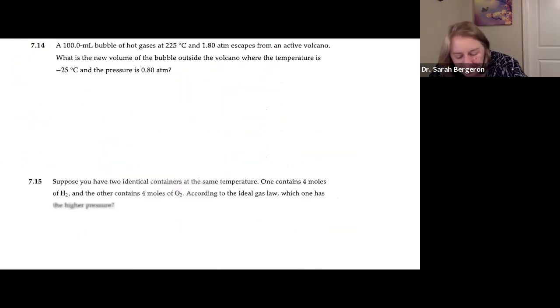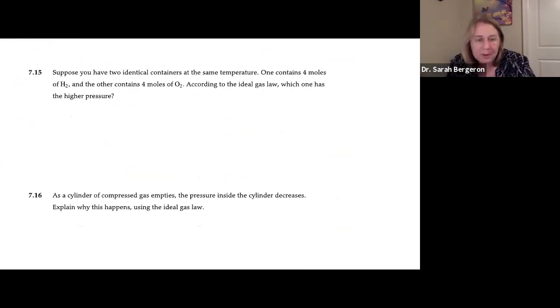All right, I think, is that, no, oh, I thought that was it. Not quite, not quite. This is the last one. All right, suppose you have two identical containers at the same temperature. One contains 4 moles of H2, the other contains 4 moles of O2. According to the ideal gas law, which one has the higher pressure? So remember, PV equals nRT, that's our ideal gas law. What's being held constant?